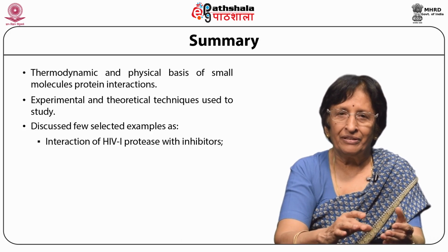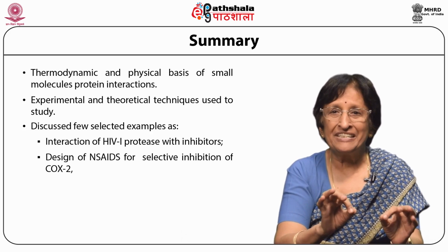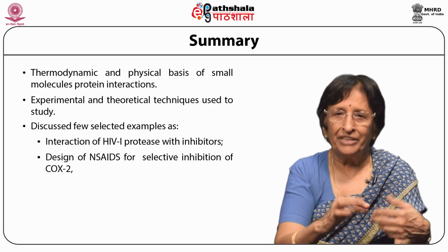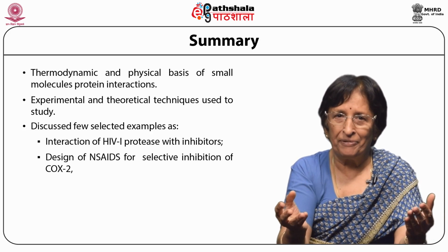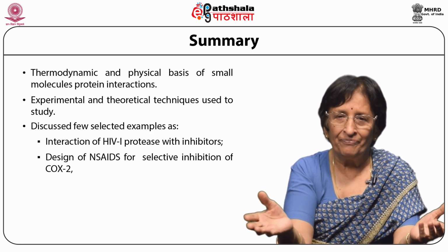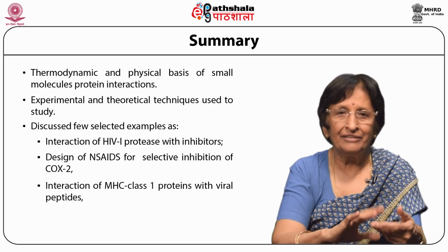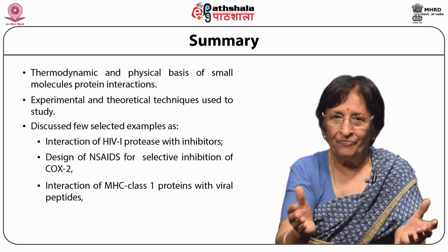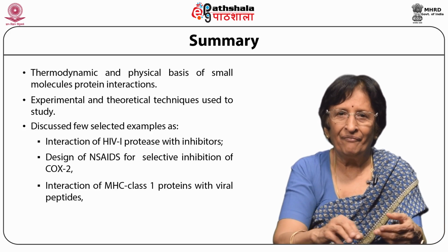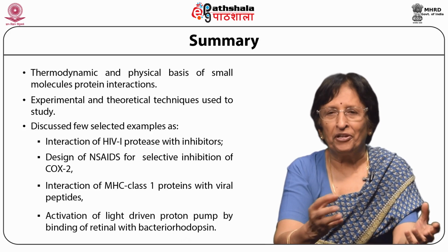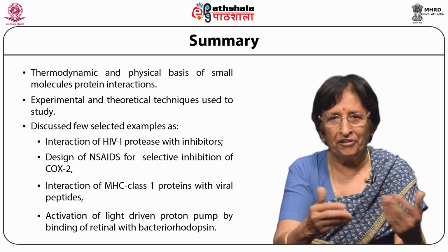Next, we saw the design of NSAIDs, that is non-steroidal anti-inflammatory drugs, which should be selective inhibitors of COX-2. They can remove pain without giving any side effect, and all of us take tons of painkillers. So we want to have painkillers which should not have gastrointestinal disorders. Interaction of MHC class 1 proteins with viral peptides was seen, and this is a typical example in immunology, how we respond to a specific peptide and a specific immune response is triggered. Then we saw light-driven proton pump, how conformational changes in retinal and its interaction with bacteriorhodopsin takes place.